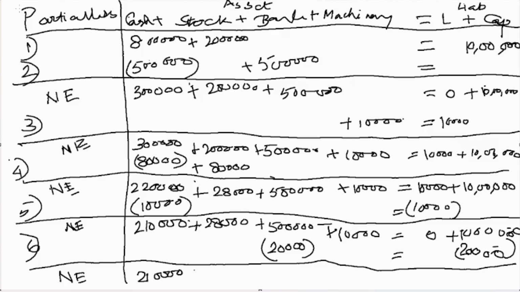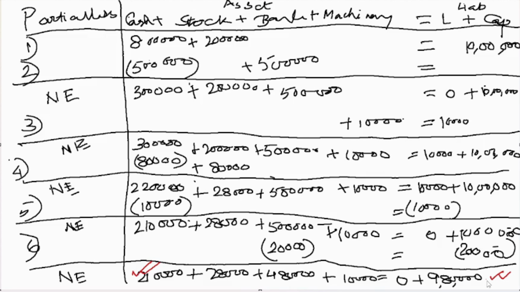So finally we are getting a new equation, and over here the new equation is 2,10,000 plus 4,80,000 plus 10,000 equals to 0 plus 9,80,000. If you add this side of the equation and you just check over here, then you will get that both the sides are 9,80,000. So I'll just have a quick round over here.